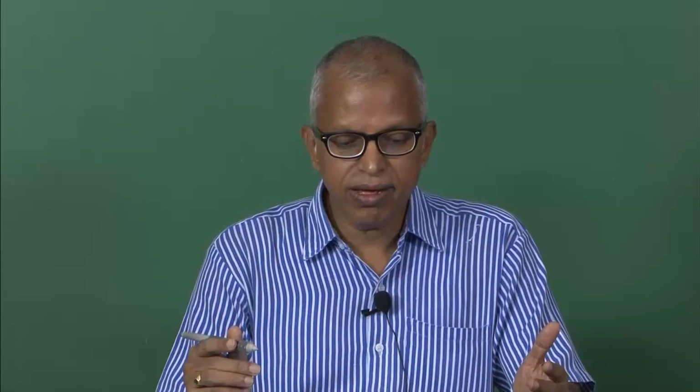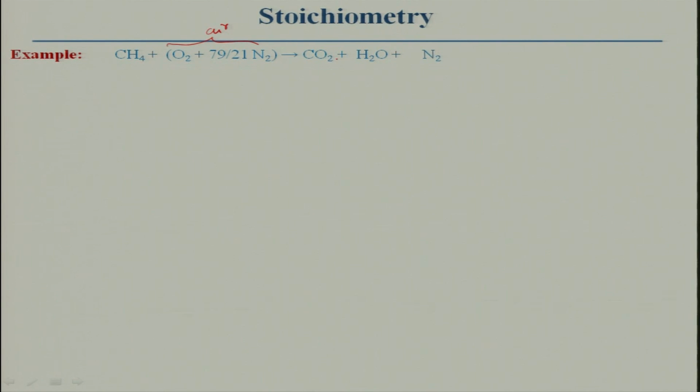It is very easy. I can put here 2, because CH4 has H4 on the left hand side, and water has 2H, so the coefficient is 2. Similarly, I can put here 2 for O2, because CO2 has 2 O and 2 H2O has 2 O on the right hand side. And nitrogen is very easy, it will be 2 times 79 by 21. 79 by 21 is 3.76, so this ratio will be 3.76.